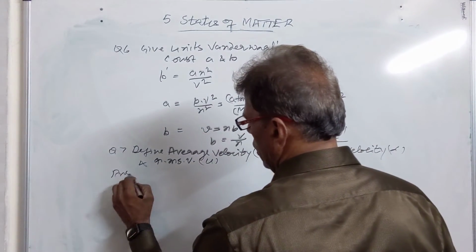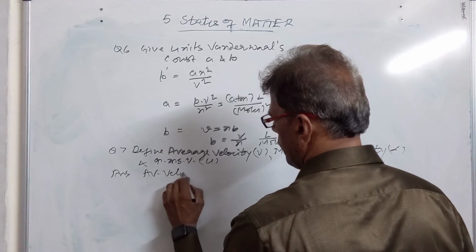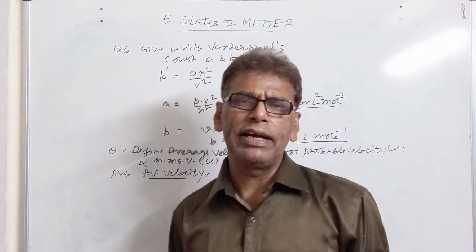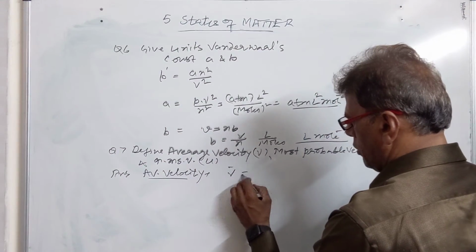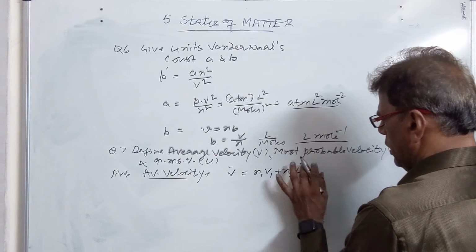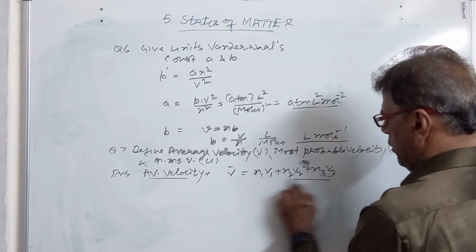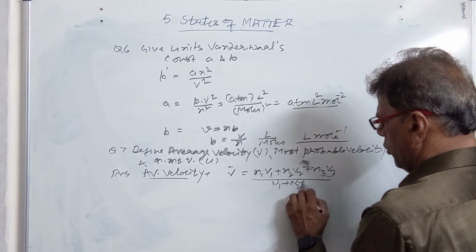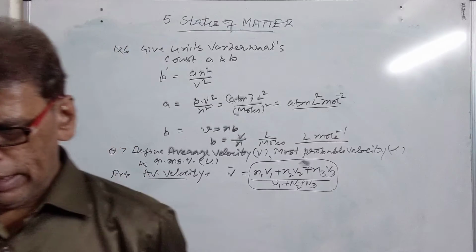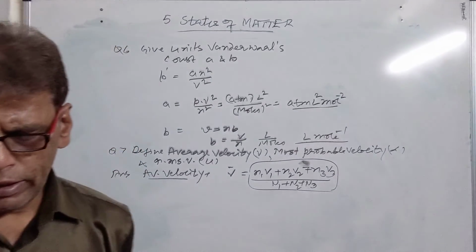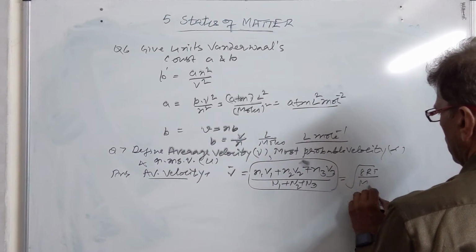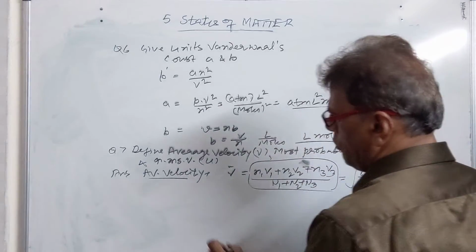So what is average velocity? It is the average of the different velocities possessed by different gas molecules. So V will be equal to what? N1 V1 plus N2 V2 plus N3 V3 divided by N1 plus N2 plus N3, the total molecules. So this is your average velocity of the gas molecules. It is also calculated by under root 8 RT upon pi m. It also helps us to calculate the average velocity.